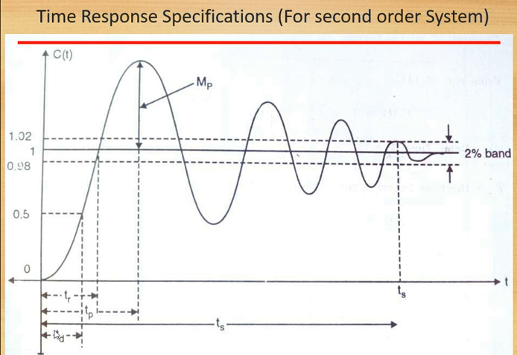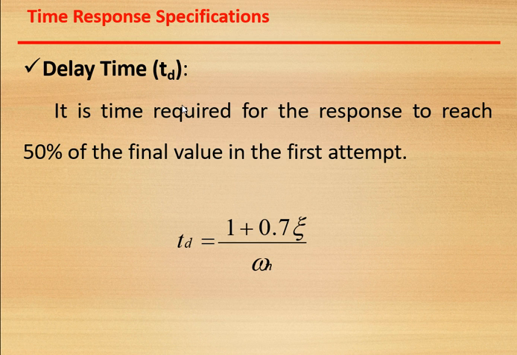So here, see here, it is started from 0, and it is up to this point, means what? Up to 0.5 value of a final value, or 50% of a final value, that is 0.5. So here this time delay is defined like this. In this slide you will get the equation like this: TD is denoted by 1 plus 0.7 zeta divided by omega n.